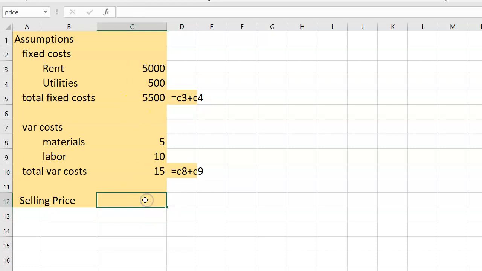Easy enough. My selling price. What do I sell these for? Oh, let's say I sell them for $25 each. All right, so I have high fixed costs relative to my variable costs. All right, what's my break even in terms of units?